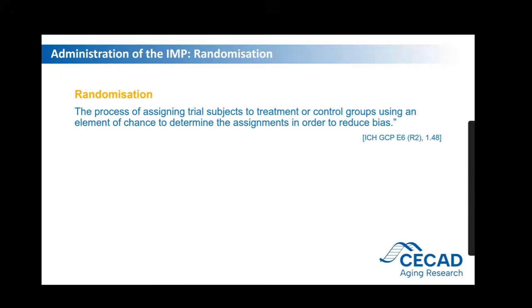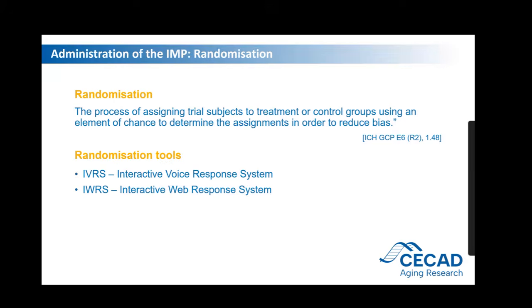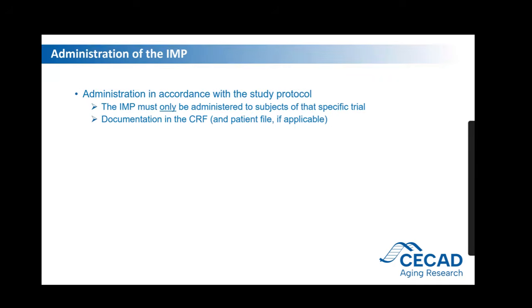So is it the IMP? Is it a placebo? Is it a controlled standard of care treatment? So this is depending on the trial design, but it's the element of chance that decides here. There are different possibilities how randomization can be done. Usually this is done by an interactive voice or web response system. And you just enter the subject details and get information about what they should receive. And once you know about the allocation, you can administer the IMP in accordance with the study protocol.